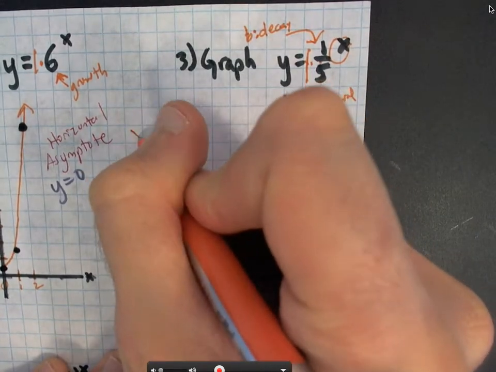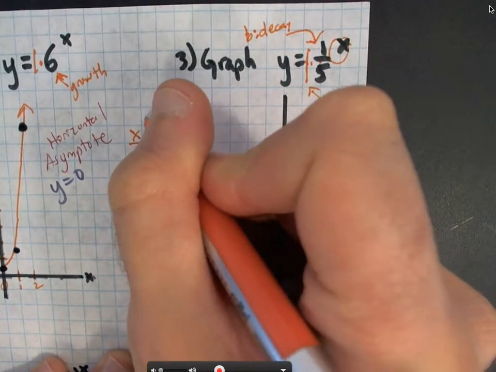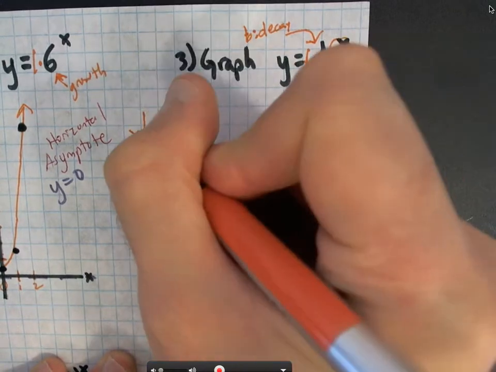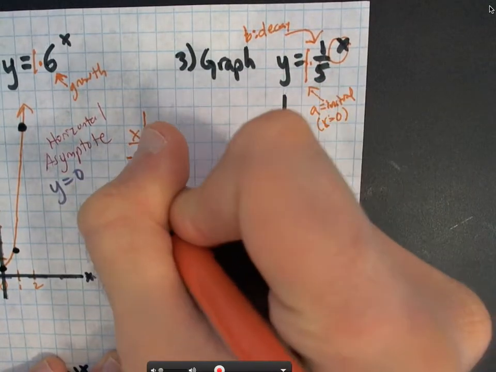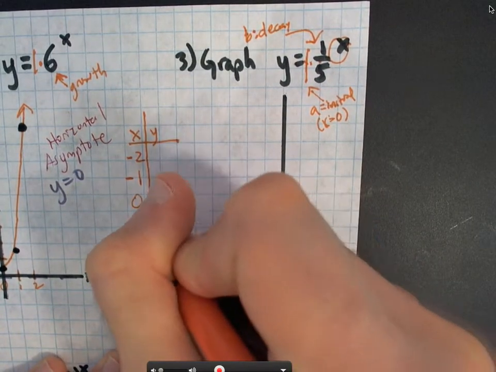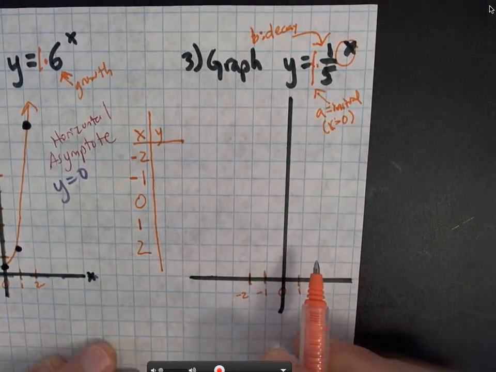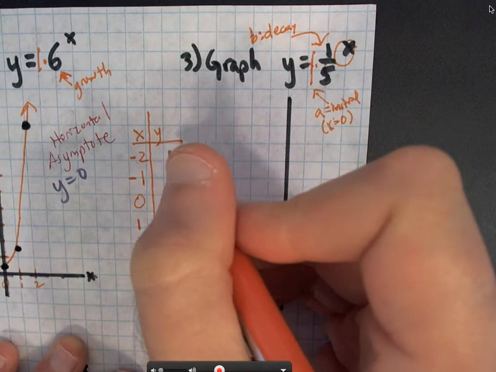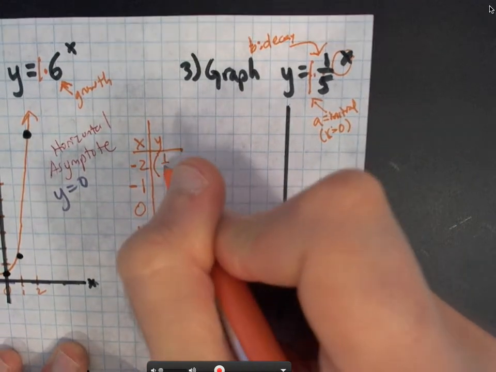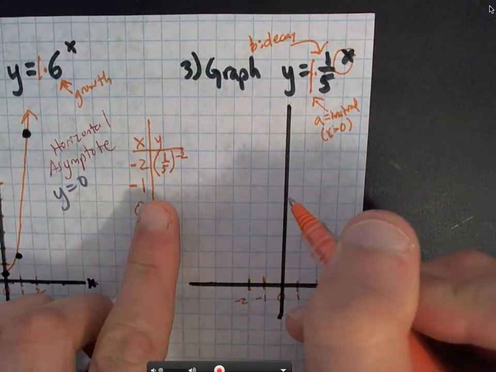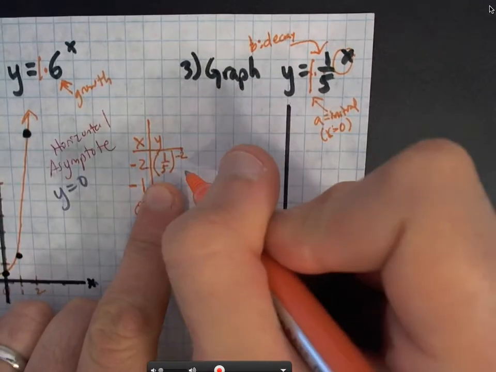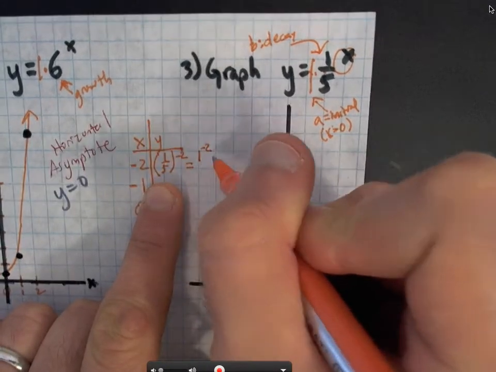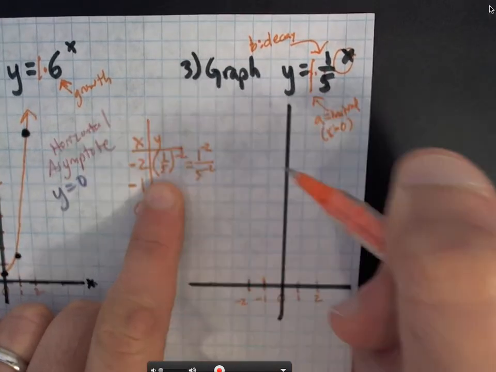All right, let's do a t-chart again. X and y, so -2, -1, 0, 1, and 2. So this time, if I plug in -2 for 1/5 to the x, this one's a little bit more interesting. So 1/5 to the -2, what does that mean? Well, let's just rewrite that: 1 to the -2 over 5 to the -2.